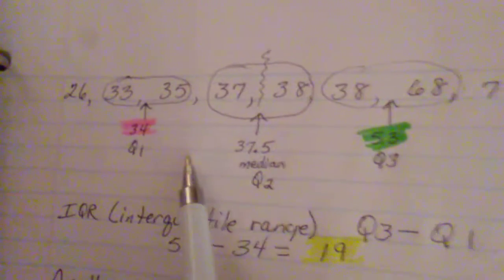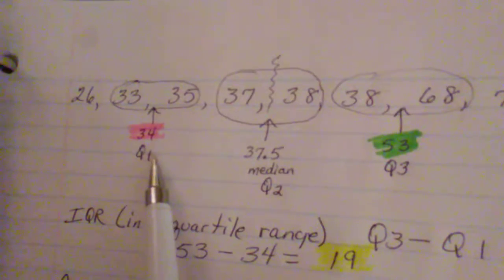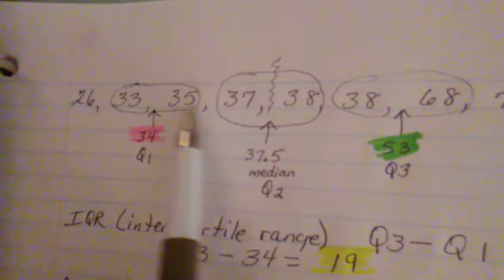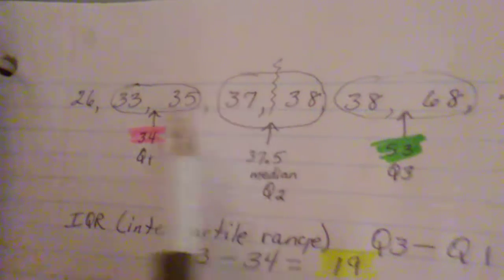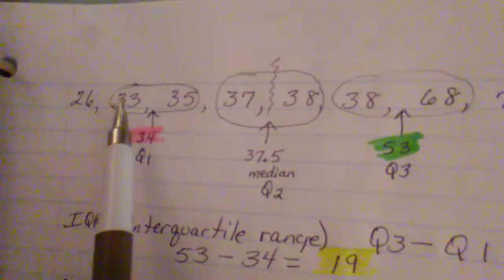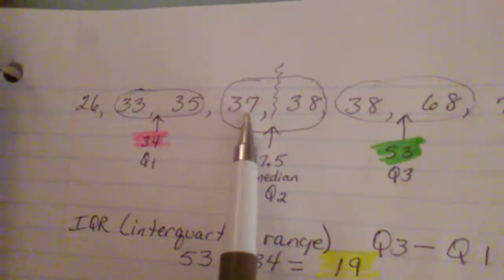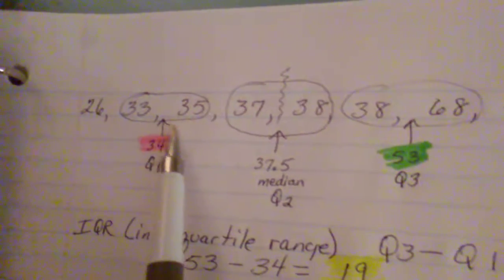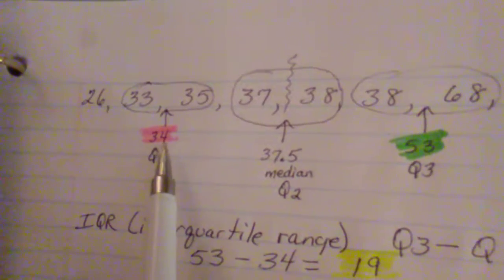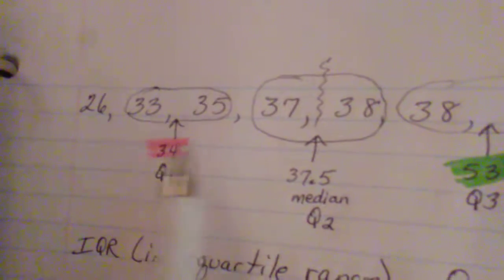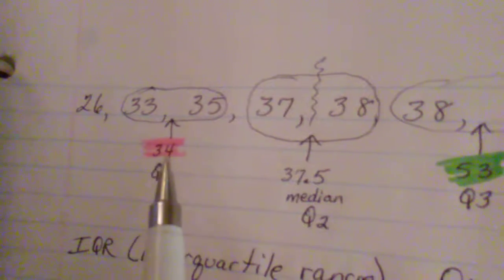Now let's find quartile 1. To find quartile 1, remember that you look at all the numbers to the left of the median. So that would be 26, 33, 35, and 37. We look at all these numbers here. The number that's in the middle is 34, because if you'll notice, we had two numbers in the middle and we had to add them together and divide by 2.